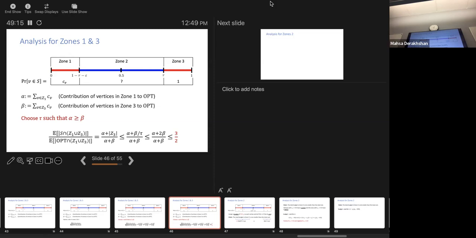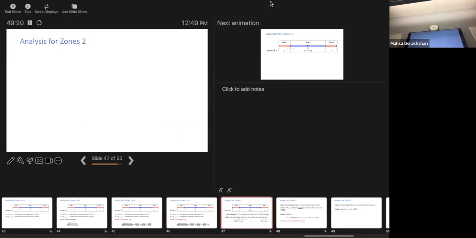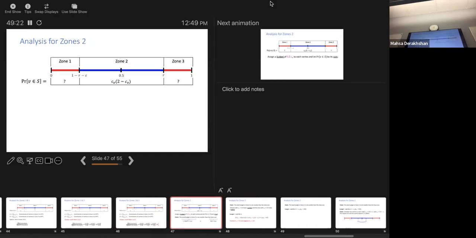Okay, so now I'm not going to tell you the whole analysis, just some rough ideas. That's the not very challenging, but the more involved part. Let's talk about the probability of any vertex being outputted by this algorithm in zone 2, right? We calculated that before. It's CV times (2 minus CV), right?